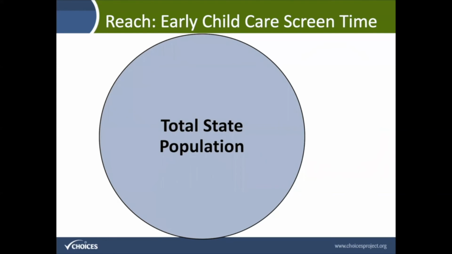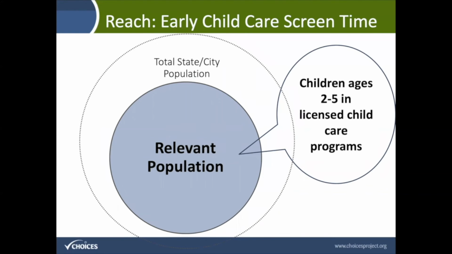So now I'd like to walk us through an example of how we can estimate the population REACH for a specific strategy. I'm going to use the example of a regulatory policy that sets limits on the amount of screen time that children aged 2 to 5 can view television or other non-educational media in child care centers that are licensed and regulated by a state. First, we note the total population of the state. Then we determine the relevant population. So in this example, that would be children ages 2 to 5 in licensed and regulated child care programs that must comply with regulations.